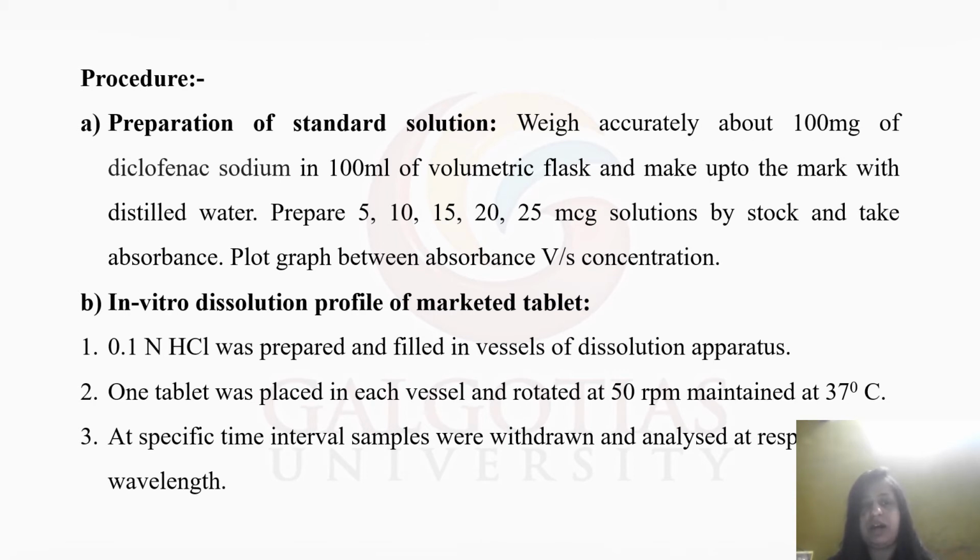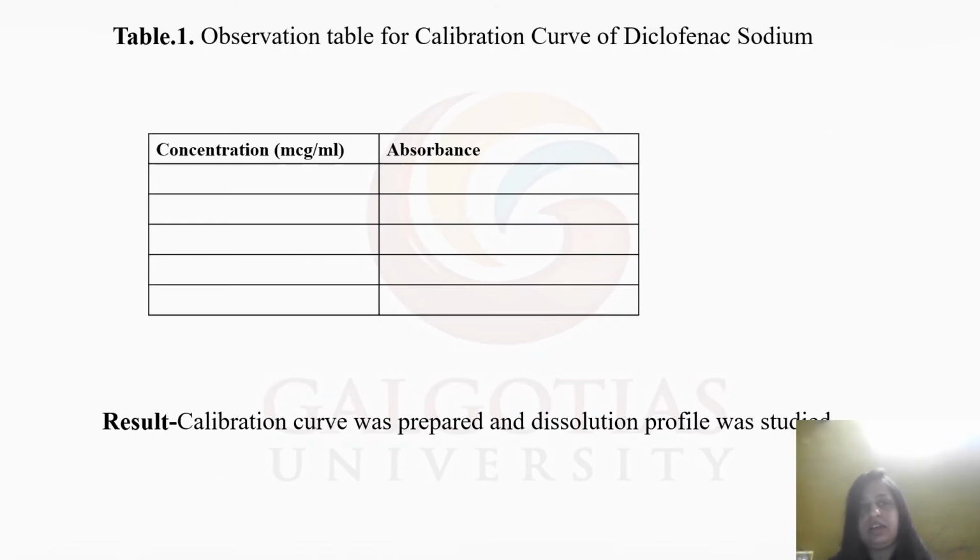For the dissolution profile of the marketed tablet, 0.1 normal HCl is prepared and filled in the vessels of the dissolution apparatus, and after that the temperature is maintained at 37 degrees centigrade and the speed at 50 RPM. After that, one tablet is placed in each vessel, and at specific time intervals samples are withdrawn and analyzed at the respective wavelength. Then for determining the calibration curve, the observation table is plotted between concentration and absorbance, and for the dissolution profile the percentage drug release is determined, and then a graph is plotted between time and percentage drug release.